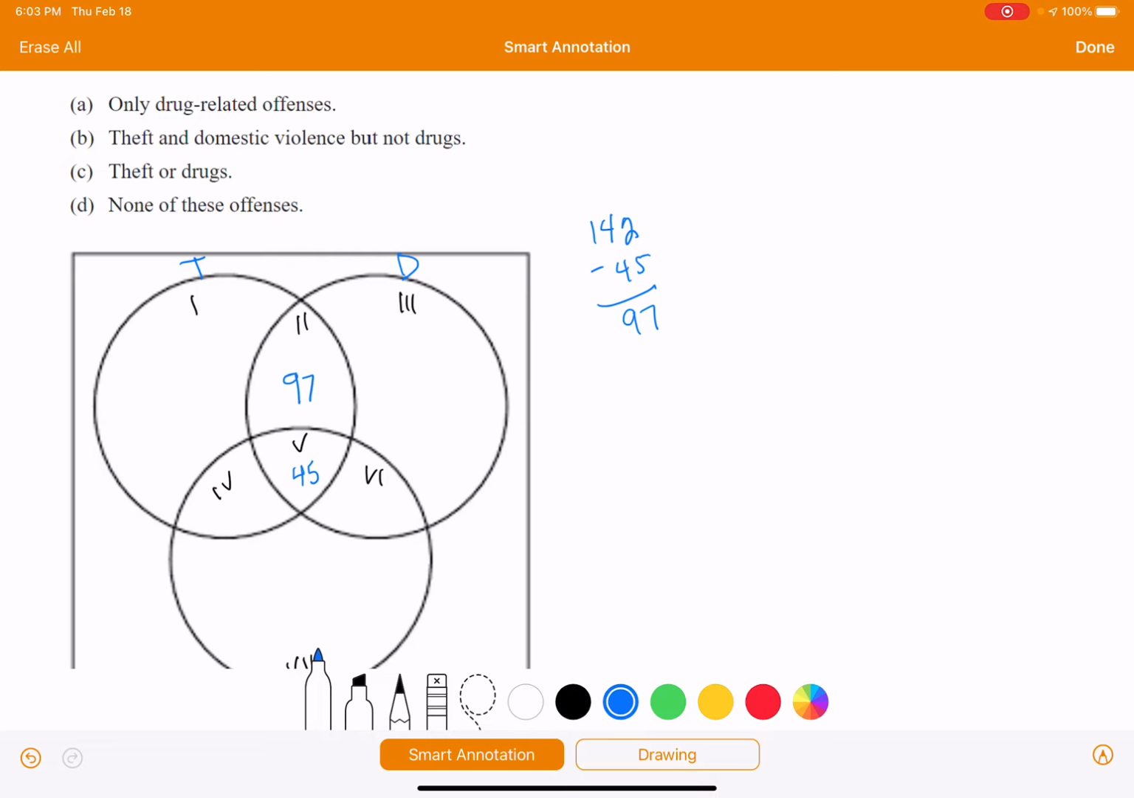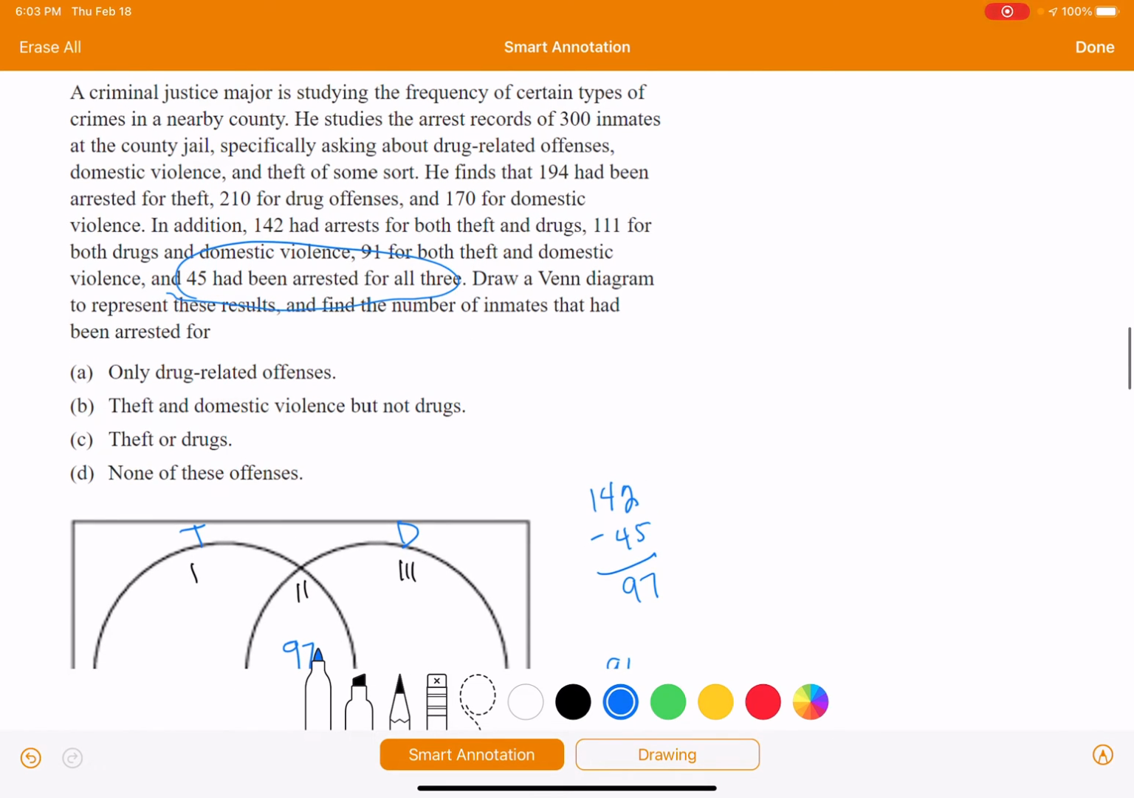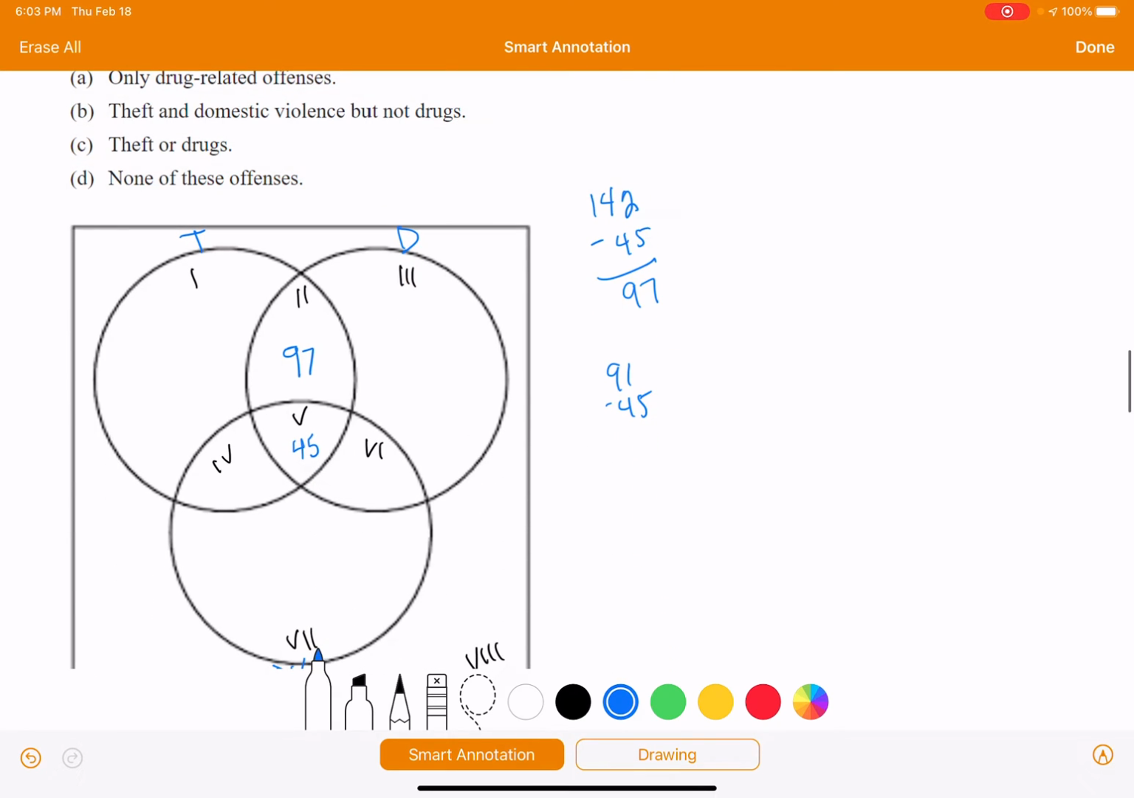All right, so we're going to keep working our way around. The same way, we can do 91 minus 45, because that 91 goes with both theft and domestic violence. So I'm working my way backwards. And I can also find the drugs and domestic violence. I'm looking for the two parts now, which are sections 4 and 6. So 91 minus 45 gives me 46. And then 111 minus 45 gives me 66.